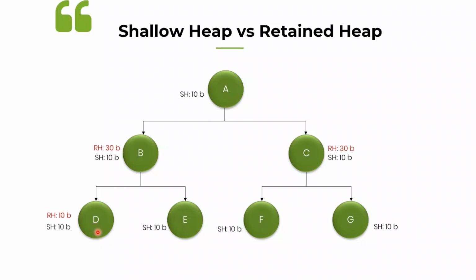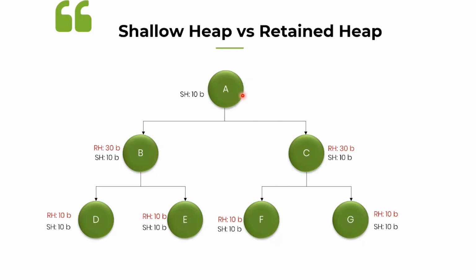So the retained heap size of D is only 10 bytes. Similarly, the retained heap size of E, F and G is all going to be 10 bytes only. Okay? Make sense? Now let's do this.